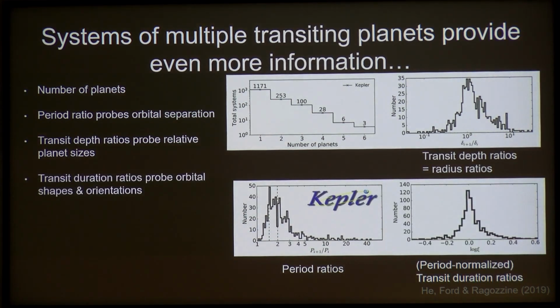We can also ask how long does it take the planet to pass in front of the star. That says how rapidly the planet is moving. And that gives us information about the shape and the orientation of the planet's orbits. And so now we have lots of things we can try to say, can we make a model that's able to explain all of these things?